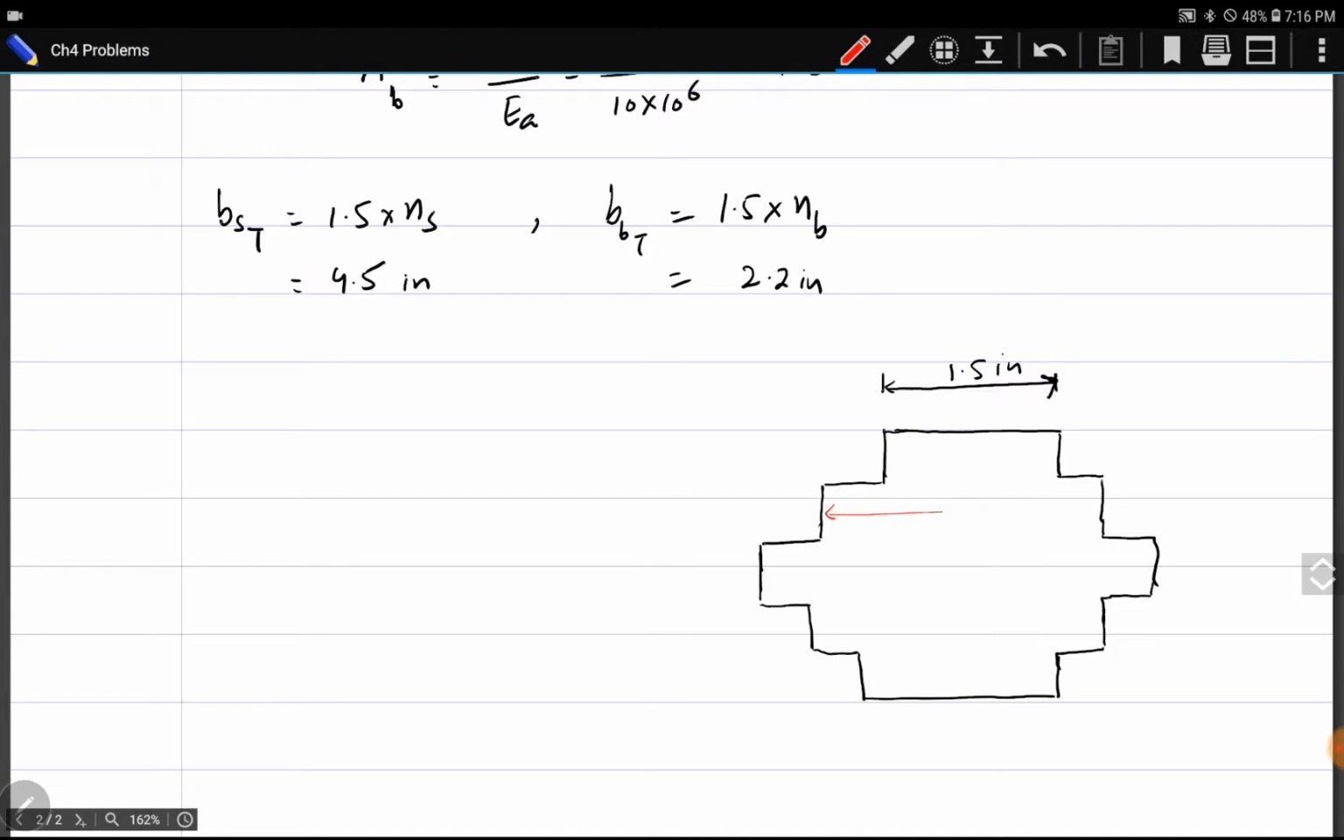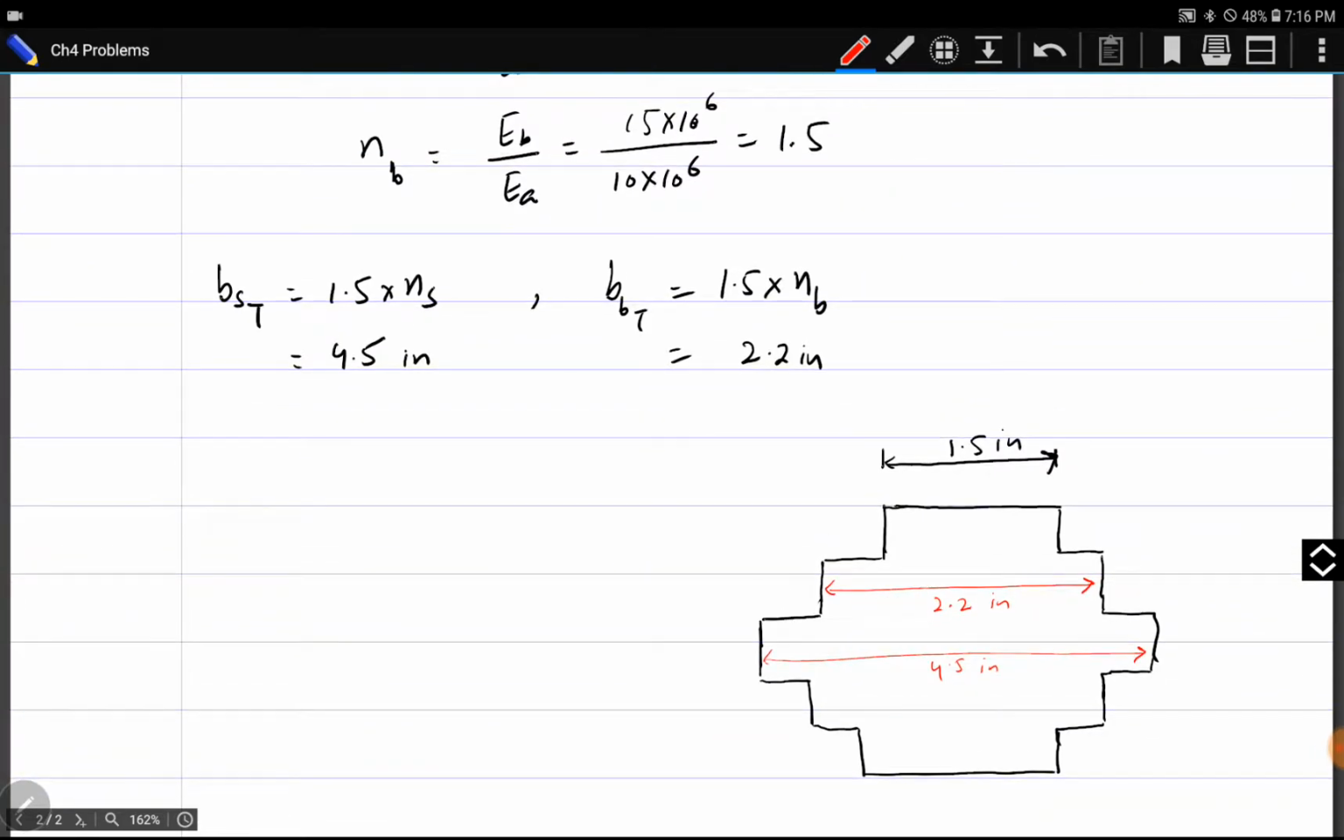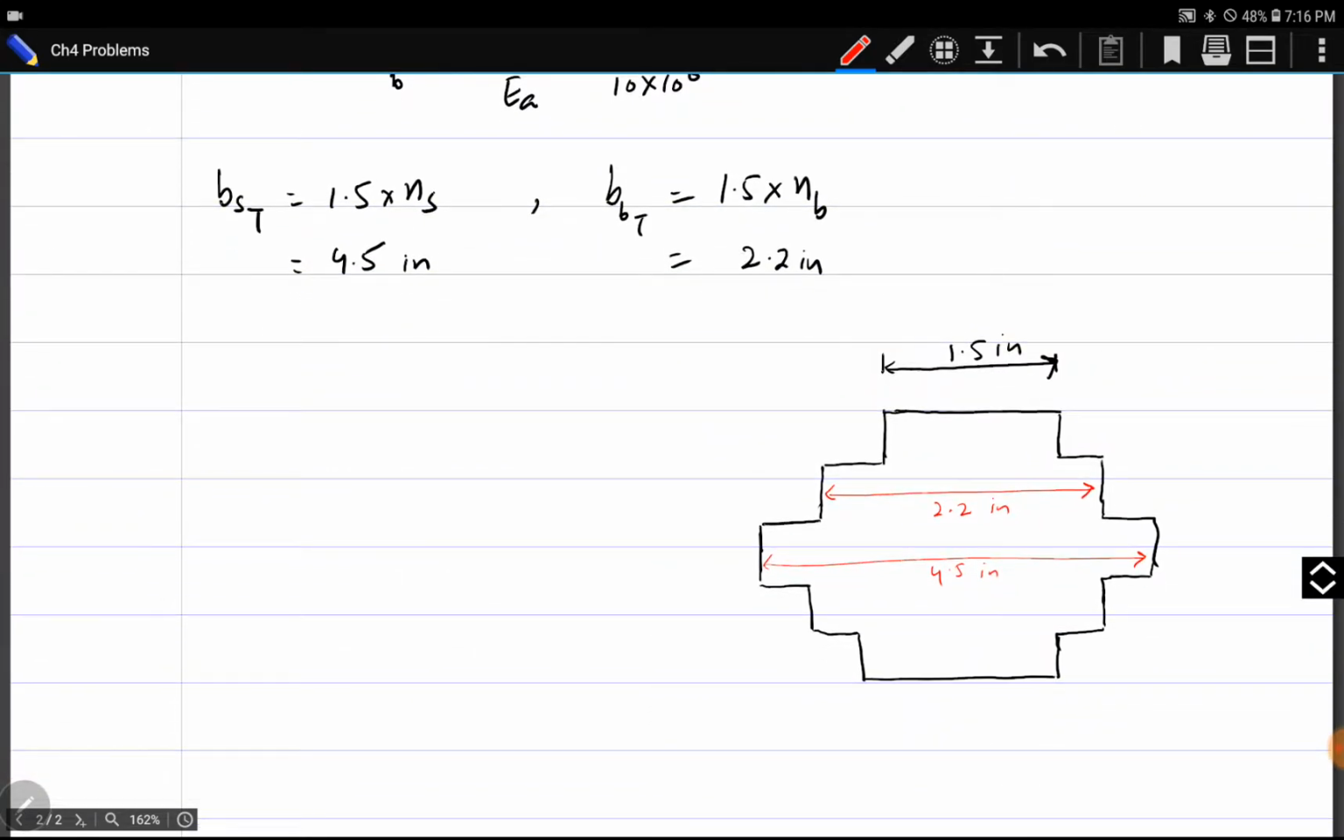This width is 2.25 inches and this width is 4.5 inches. Now this whole cross section is assumed to be made from aluminum because we have transformed steel and brass into aluminum. Steel has its own value of N and brass has its own value of N. That is why they have different widths. Okay. Height of each section is the same. It was 0.5 inch each.